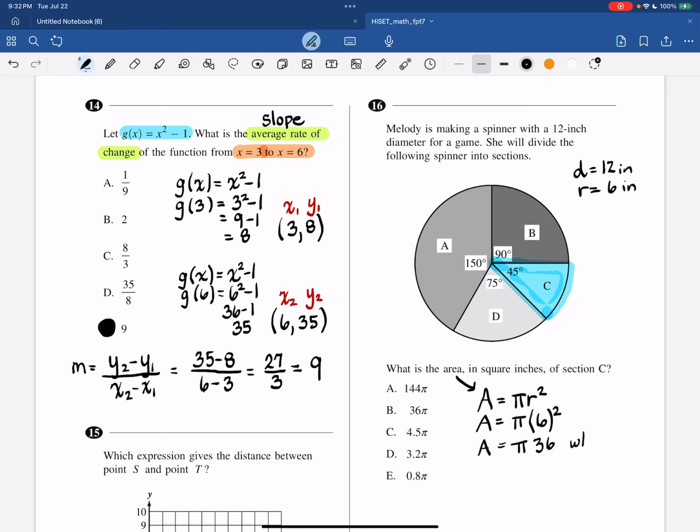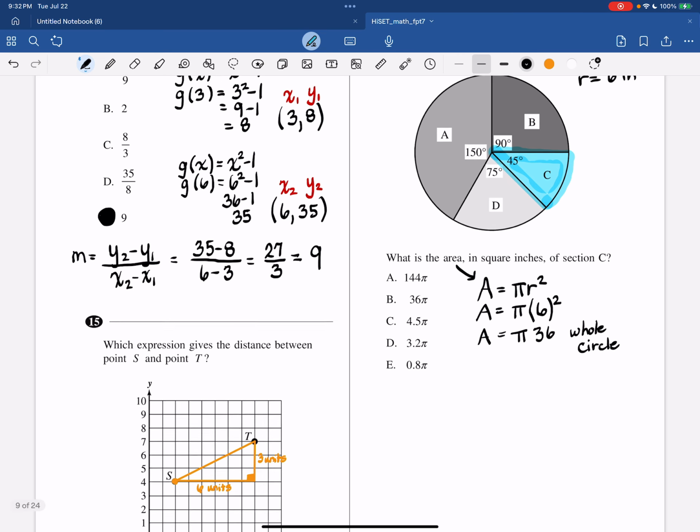This is for the whole circle, right? That's the area for that entire spinner. We need to know the section identified by C. And this is where I'm going to use that 45 degrees. I know that a whole circle is 360. And if you reduce that to lowest terms, that's going to be 1/8. So this section C is 1/8 of the circle.